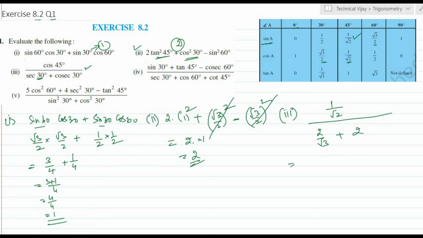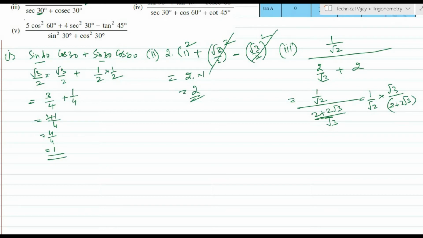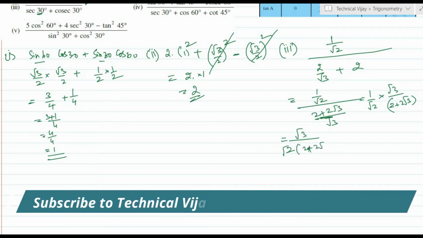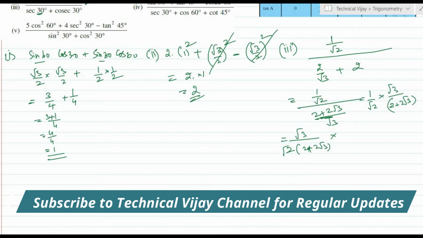So 2. So this is equal to 1 by root 2 whole divided by, so plus here root 3 is the LCM, so 2 plus 2 root 3. So 1 by root 2 into root 3 divided by 2 plus 2 root 3. This can be simplified just by rationalizing, that is root 3 divided by root 2 into 2 plus 2 root 3. Rationalizing means we multiply and divide by the conjugate, that is 2 minus 2 root 3, whole divided by 2 minus 2 root 3.